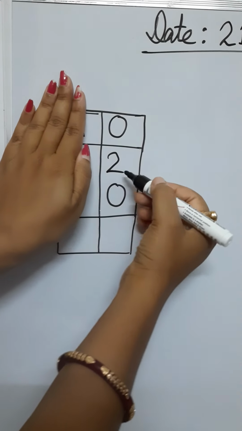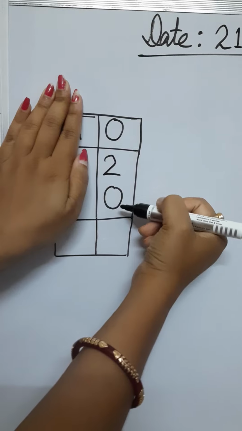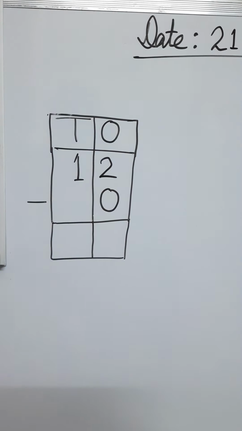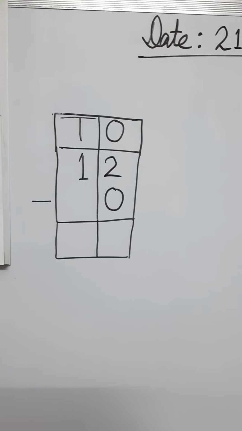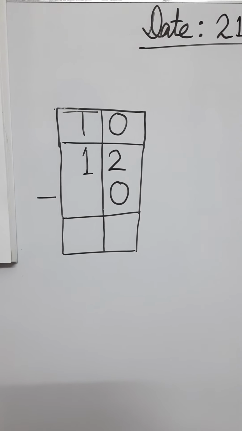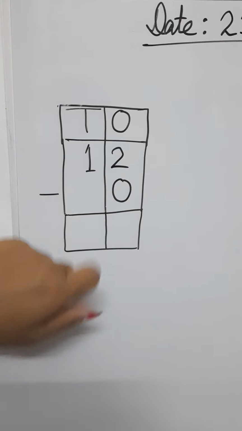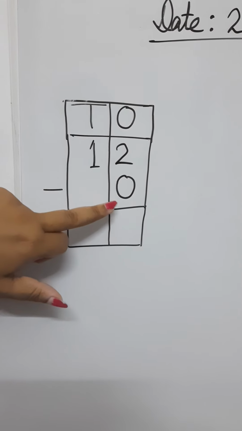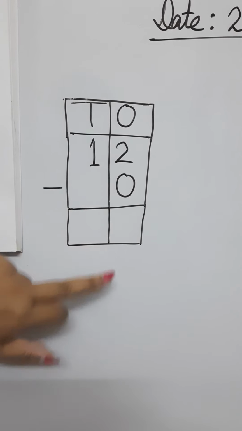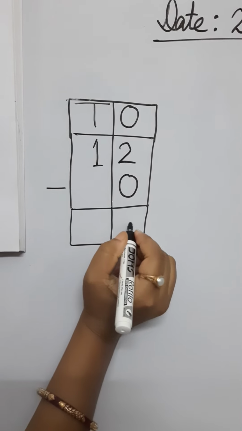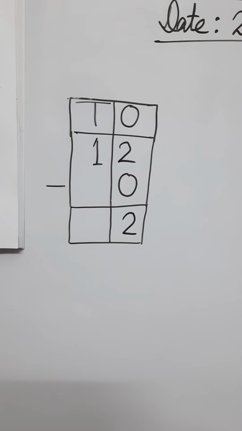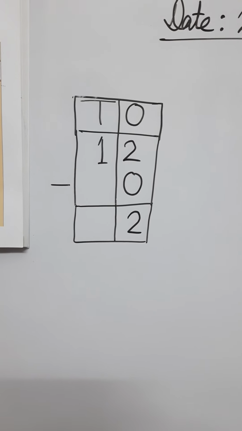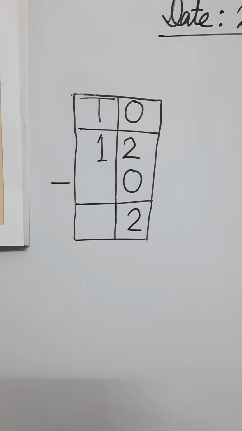What numbers do we have? 2 and 0. You know that 0 means nothing. That means we have to do the subtraction on this side. So 2 minus 0, that means we have to write 2 only, because 0 is no number and has no value.